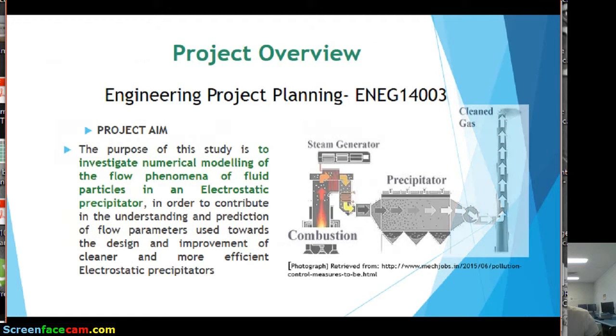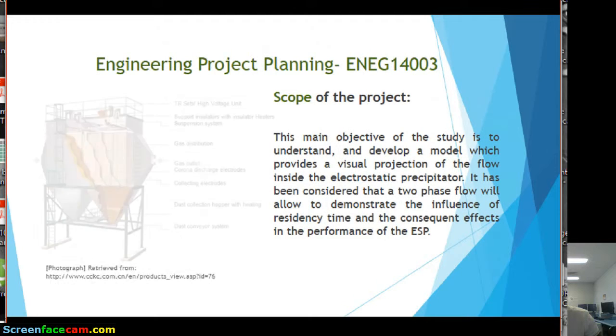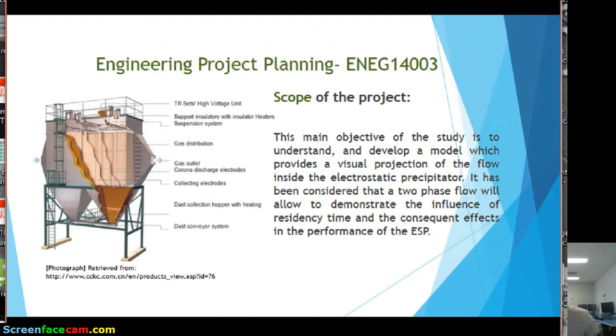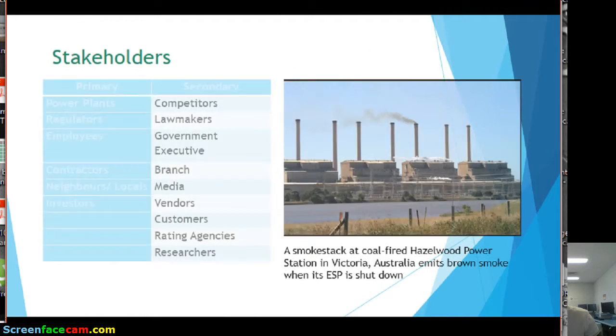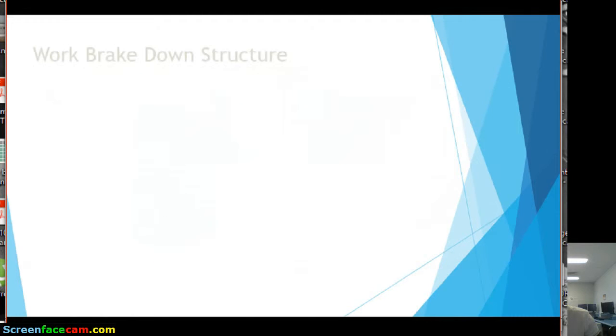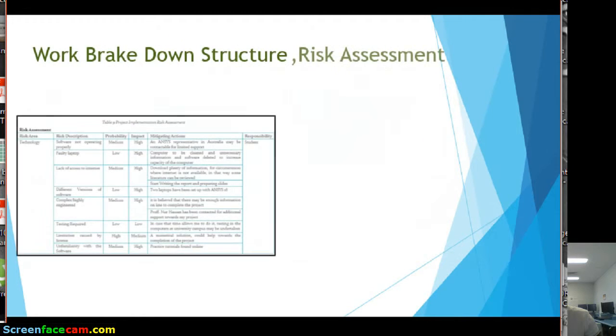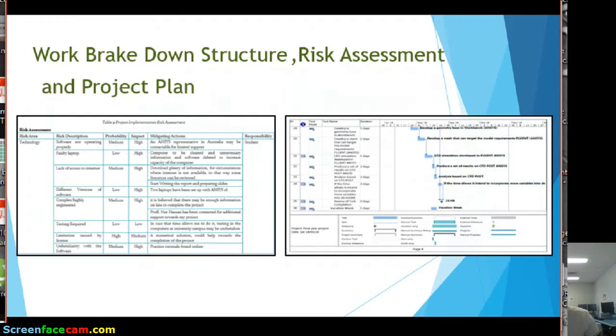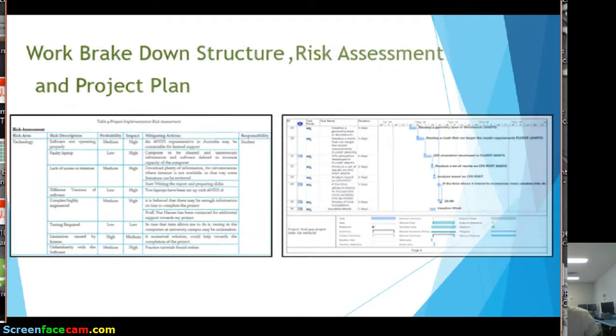Now, the aim of the project was to investigate numerical modeling of the flow phenomena of fluid particles in an electrostatic precipitator. Some of the work carried out during the planning stages allowed me to define the project scope, identify stakeholders, and develop the required work breakdown structure, risk assessment, and also develop a project plan, which had to be modified several times in order to meet the project deliverables.